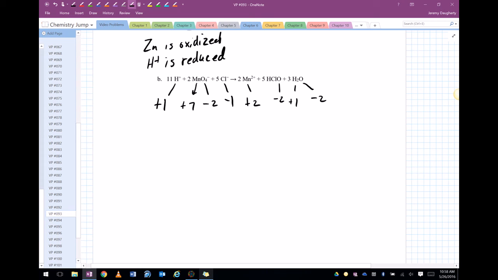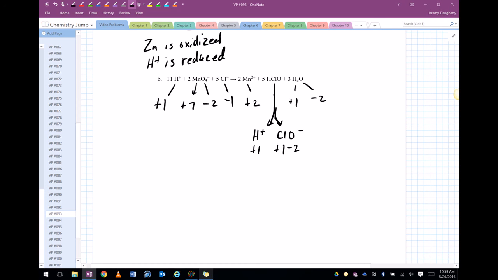Chlorine, let's break that one up. Let's bring that on down here. So this is HClO. We're going to break that up into H+ and ClO-. So that means oxygen is -2, so chlorine has to be positive 1. Here, hydrogen is positive 1.